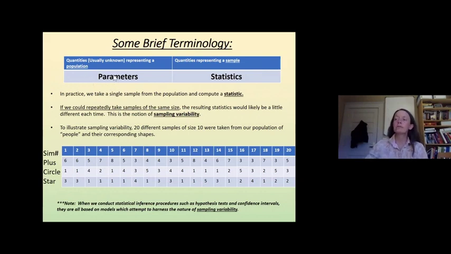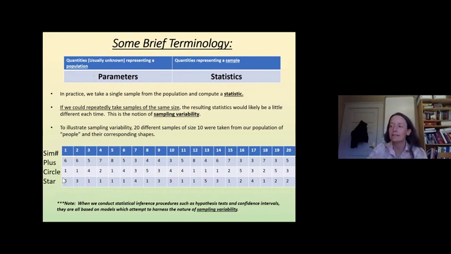Okay, so parameters represent a population, statistics represent a sample. And our world is all about better understanding what we call sampling variability. So in practice, we take a single random sample from our population and we make inferences based on that sample. But then we say, but if we could take another sample of size 10, and then another one and another one, how would those vary from sample to sample?